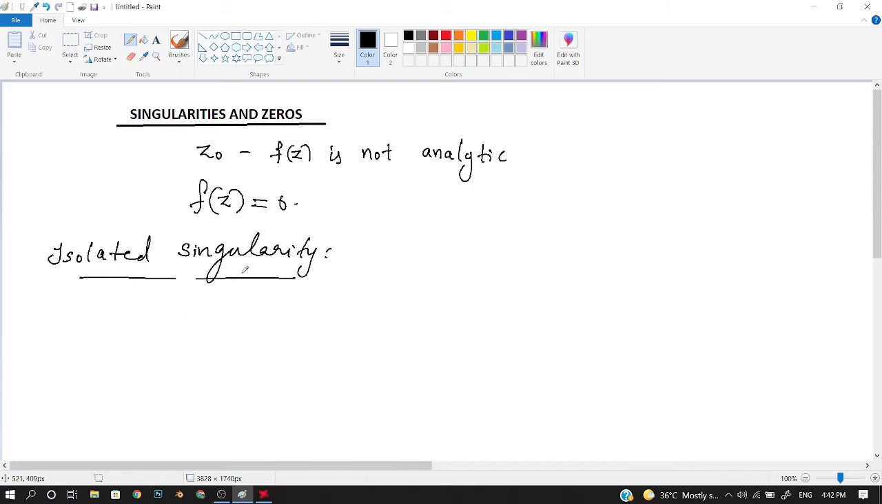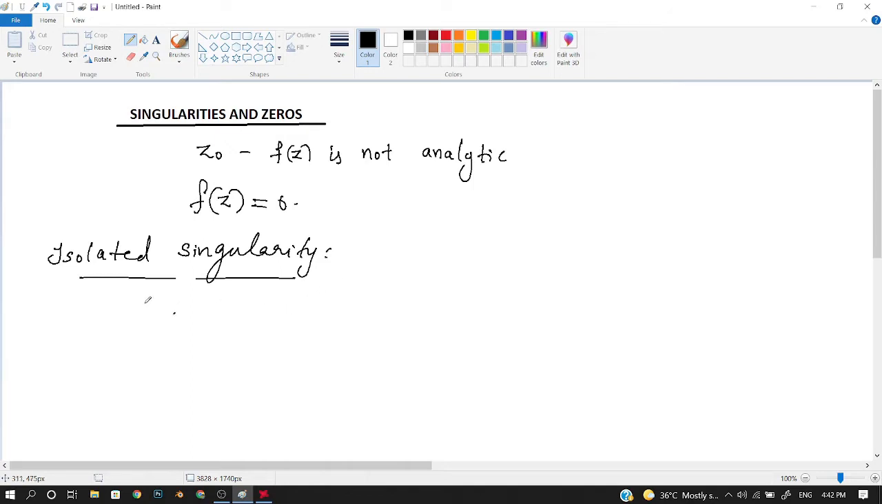A singular point z0 of a function f of z is said to be an isolated singularity if there is some neighborhood of z0 throughout which f is analytic except at the point z0 itself. That is, z0 is an isolated singular point if there are no other singular points in the neighborhood of z0.